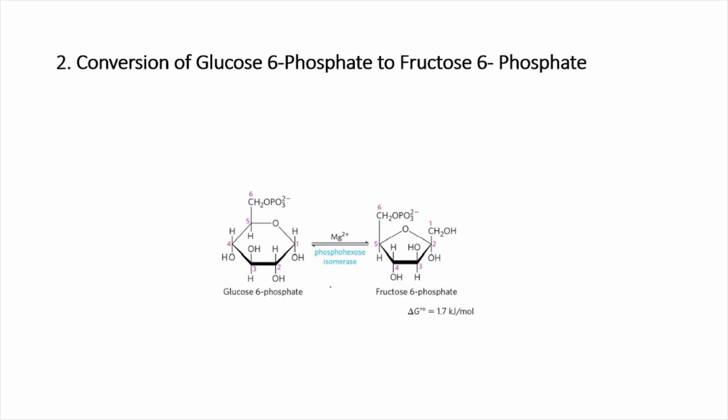The next step is the conversion of glucose 6-phosphate to fructose 6-phosphate. This is basically a reversible isomerization step catalyzed by the enzyme phosphohexose isomerase, in which glucose 6-phosphate gets converted into its isomer, fructose 6-phosphate.